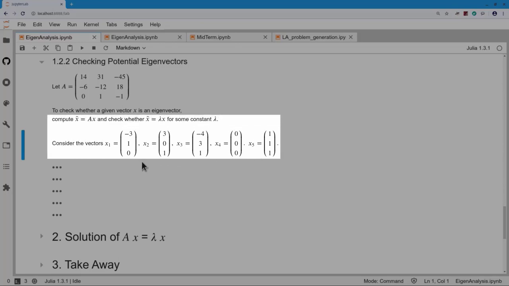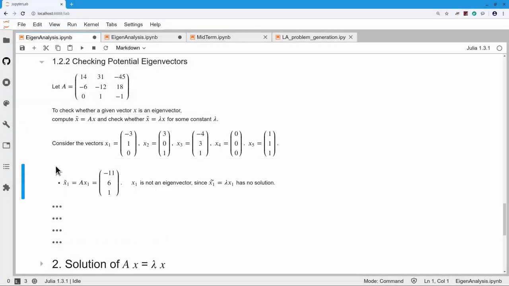Well, the way to do that is to compute A times x, so that will give us a new vector. And the question is, is this new vector, A times x, some lambda times x? So we have to check whether or not there exists such a constant lambda, such that Ax is equal to lambda x. Let's look at the first vector.